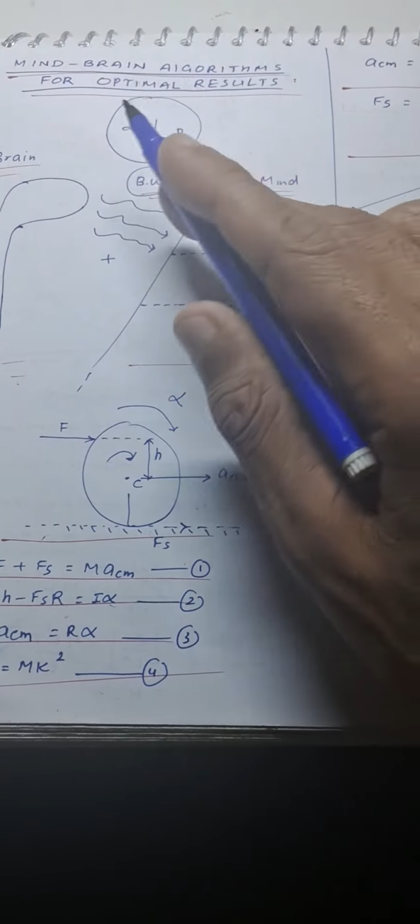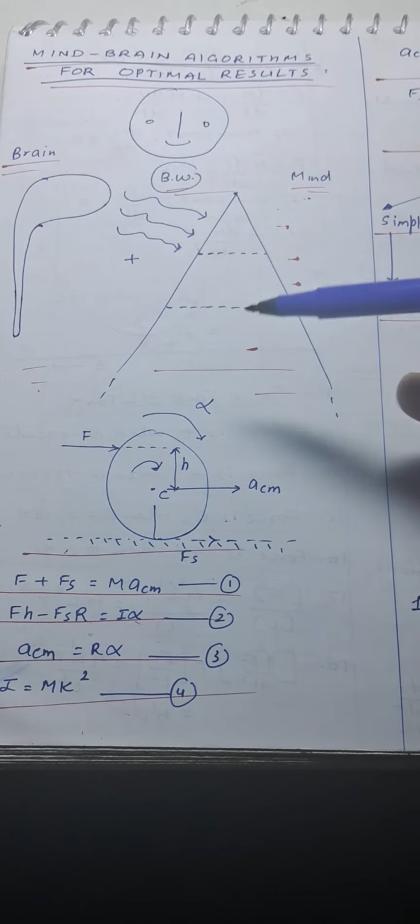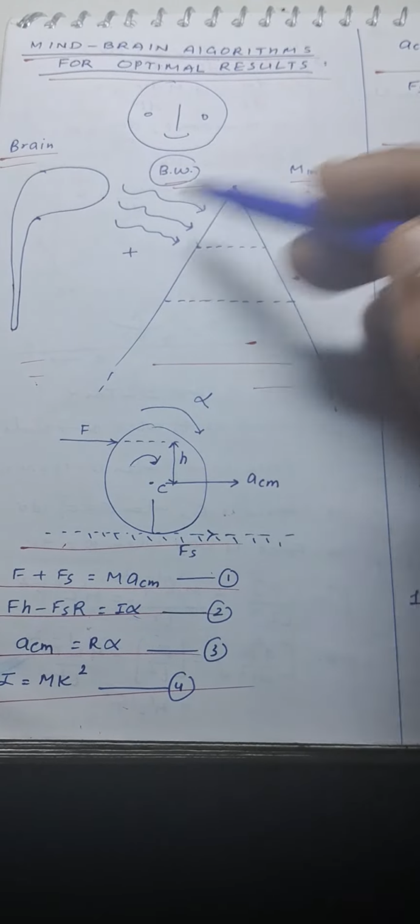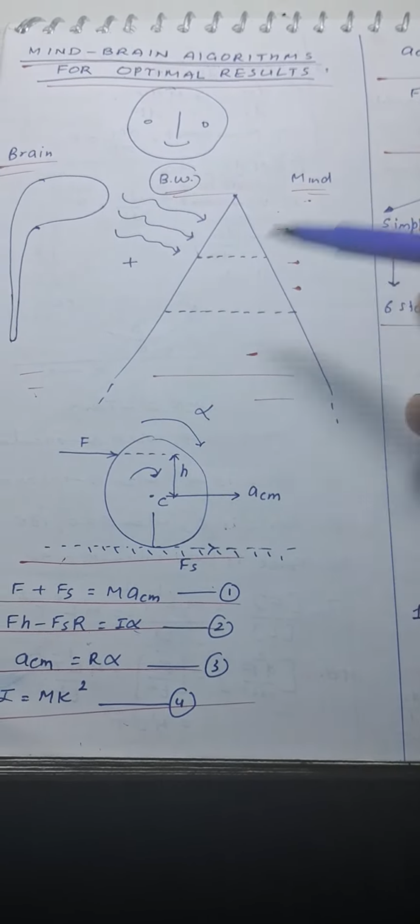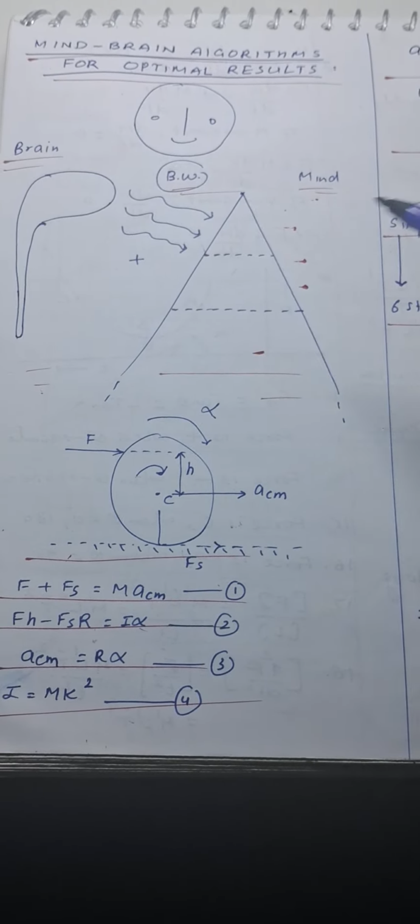I was just discussing the mind-brain algorithm for optimal results. Suppose this is a student, this is the brain, this is the mind, and they communicate via brain waves. I have already explained this. Let's understand things in terms of algorithms.